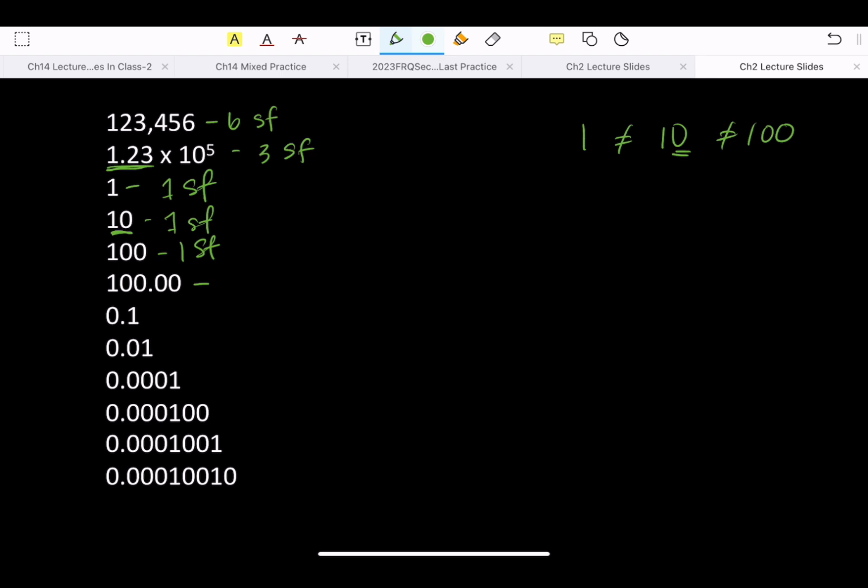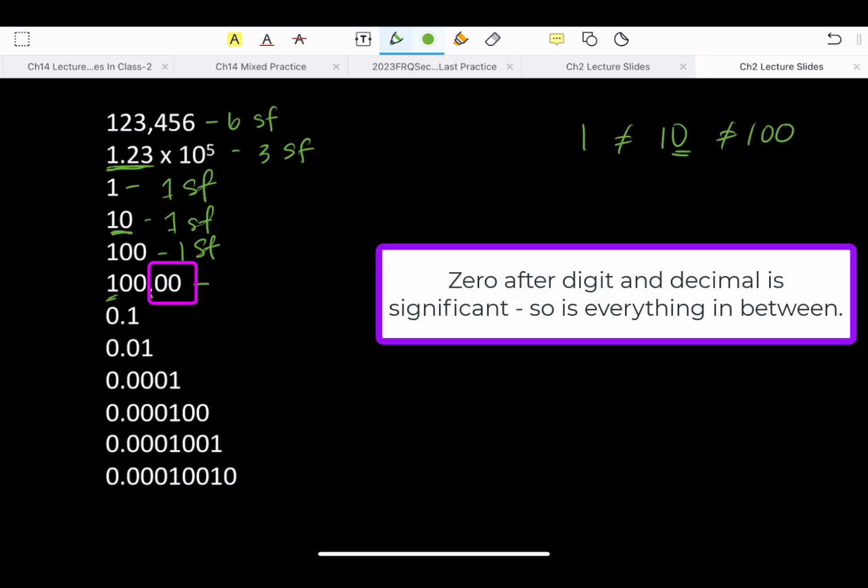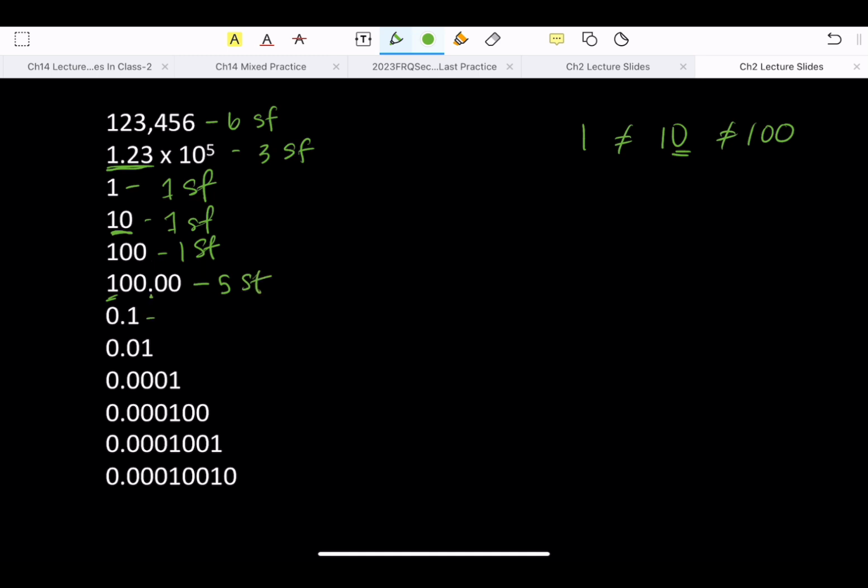Here, though, we have zeros that come after a digit and after a decimal, in which case they all count. So here we have 5 significant figures. Here we have that one. So only 1 significant figure.